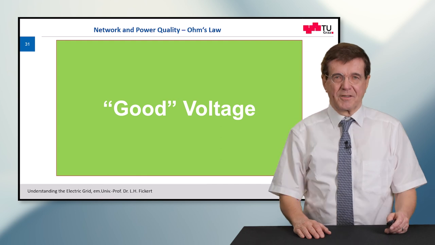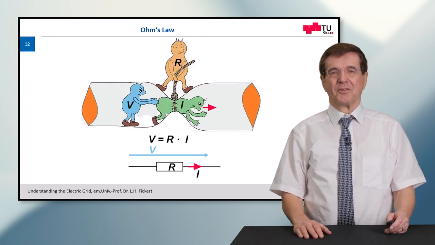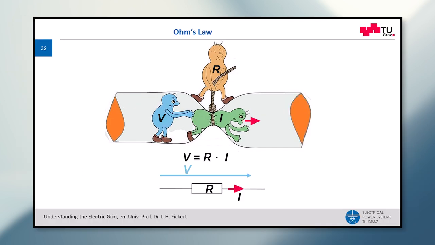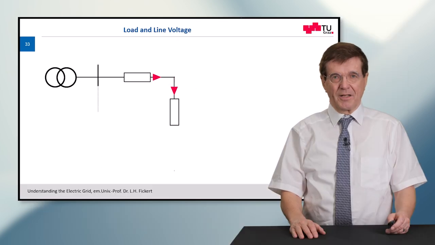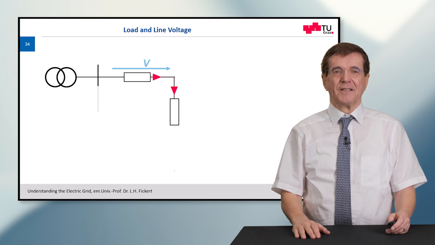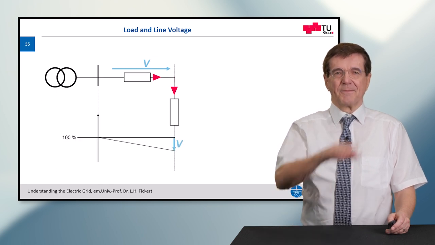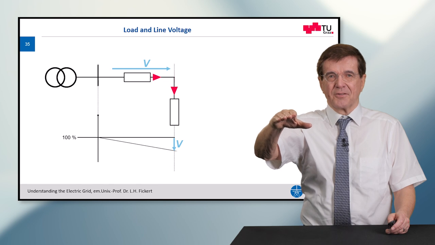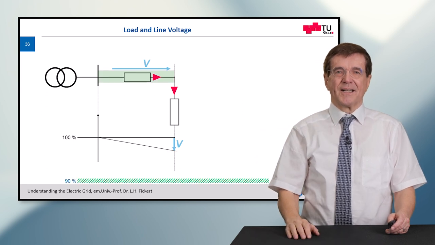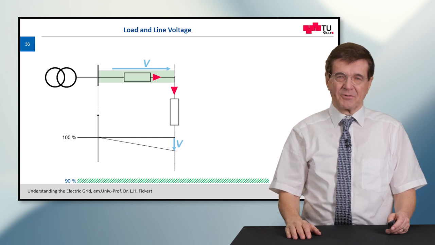Now, what does good voltage mean? Good voltage is controlled by Ohm's law. We must understand this. This means that if you have a voltage and a resistance, for example, a line resistance, the current on its way from one side to the other loses energy and we have a voltage drop across this line. So let's make a typical example. We have a line. At the end of this line, there is one load. This one load takes a current and on its way to the load, the voltage is slightly reduced. So this means at the beginning of the line, we have 100% of the voltage and we lose a little bit of the voltage on its way to this one consumer. But as long as this is within the statutory limits, the voltage is regarded as okay.